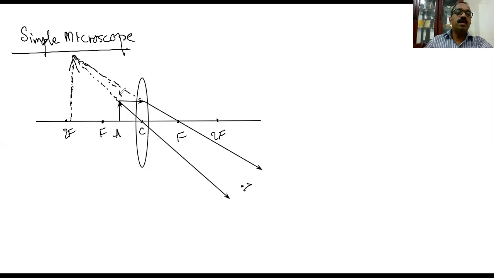Look, AB is the object, A dash, B dash is the image. AB is the object, A dash, B dash is the image. If you got it?